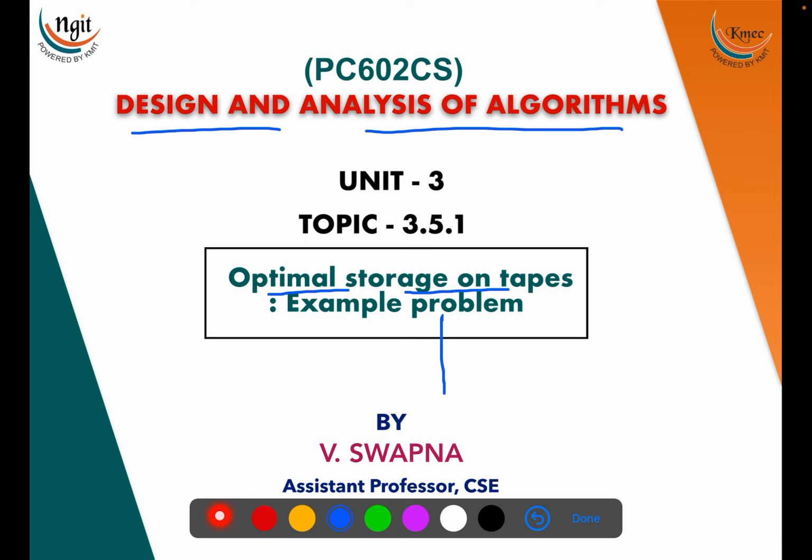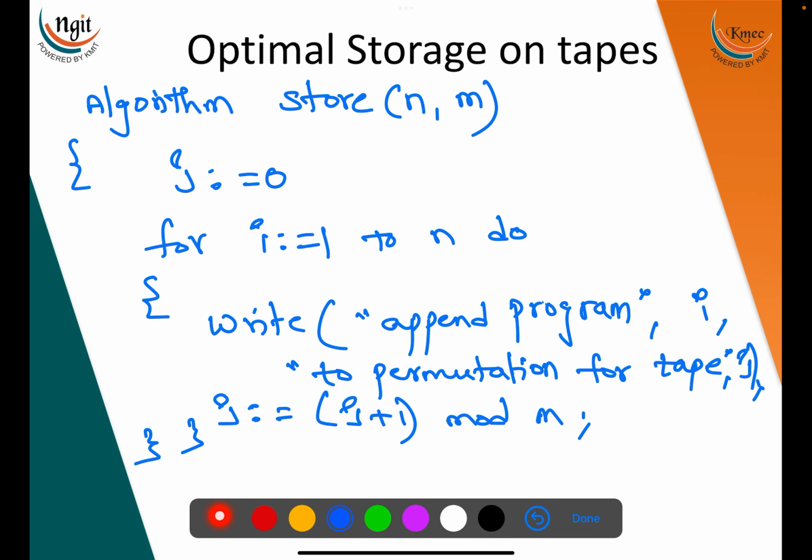In this example we will take some number of programs and arrange them. That means we'll store these programs on a single tape, and we'll also take multiple tapes to store the programs, and we'll calculate the retrieval time of a single tape and the retrieval time of multiple tapes, and also the complexity. So this is what we are going to discuss in this video. Now let's start with the first slide.